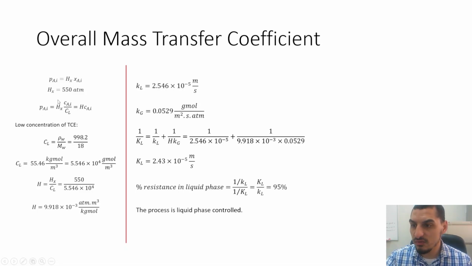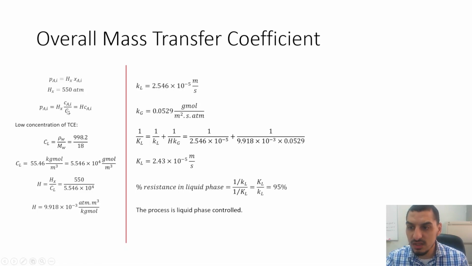To get the value of H, we say that Pi equals Hx multiplied by Xi, and we know the value of Hx. We can convert this equation into the form that we are used to by putting the formula of x. So x is C_A interface divided by C_L, where C_L is the total liquid concentration. So Hx divided by C_L equals H, which we need to put here.